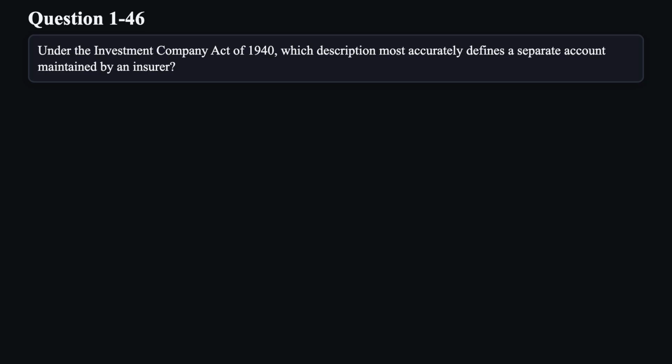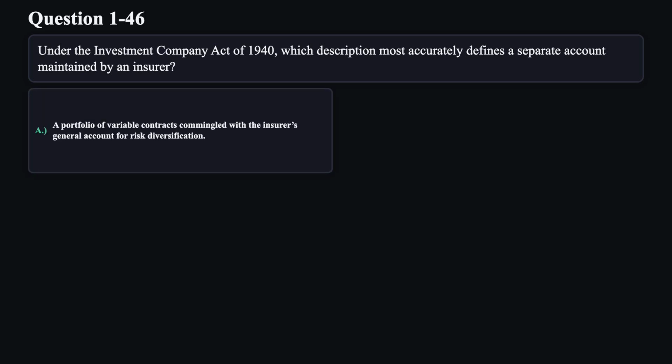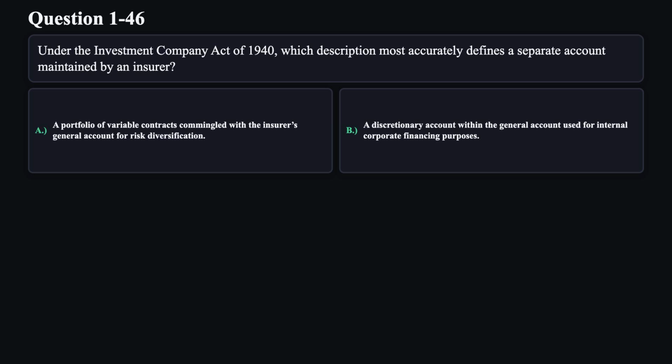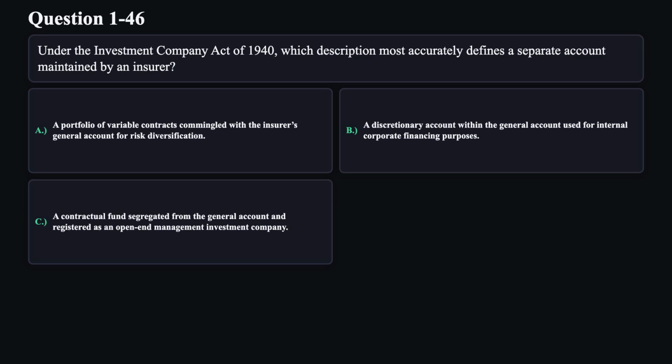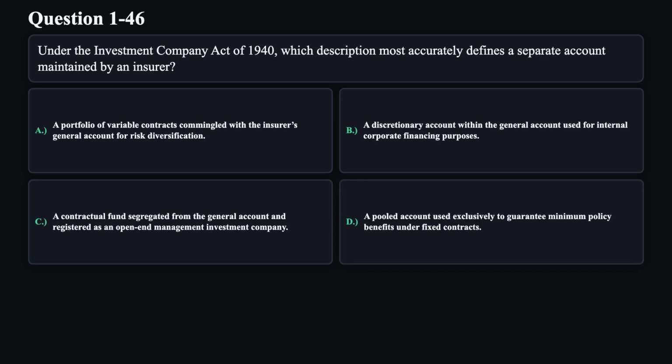Question 46. Under the Investment Company Act of 1940, which description most accurately defines a separate account maintained by an insurer? A. A portfolio of variable contracts commingled with the insurer's general account for risk diversification. B. A discretionary account within the general account used for internal corporate financing purposes. C. A contractual fund segregated from the general account and registered as an open-end management investment company. D. A pooled account used exclusively to guarantee minimum policy benefits under fixed contracts.